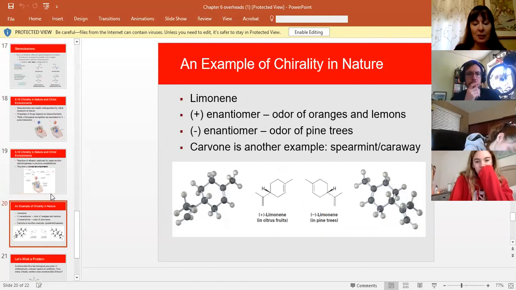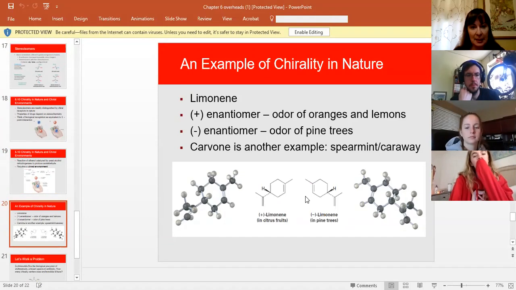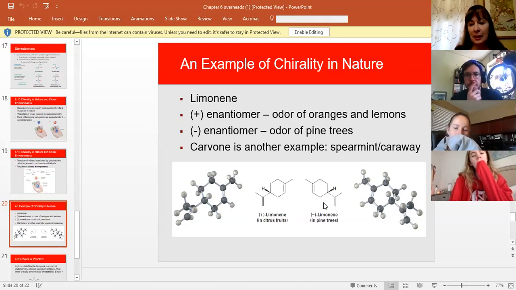Okay, perfect. This is a place where we can practice our enantiomers before we take a look at the problem that's posed on Moodle. So in nature, there are many compounds that are chiral. And here's an example. Limonene is a compound that you guys are very familiar with as the smell of citrus fruits. But I bet you didn't know that limonene has another enantiomer that is actually the smell of pine trees.